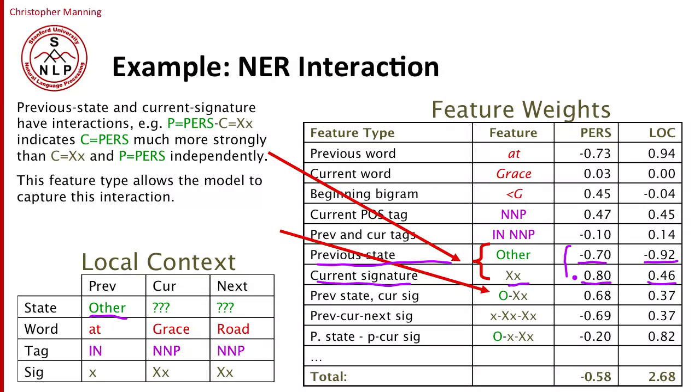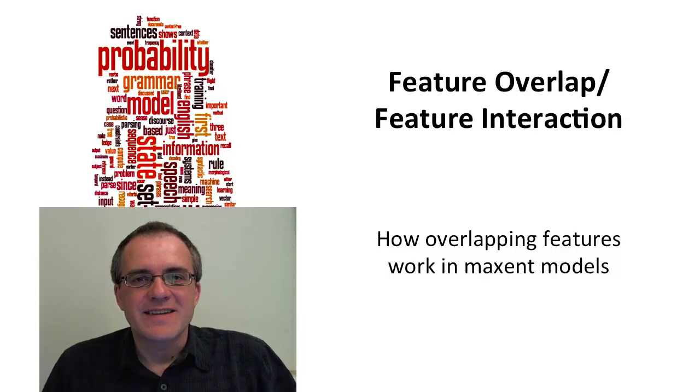But that's just wrong, and so to get the model to work better, what we have to do is put in an interaction term that models the conjunction of the previous state being other and it being a capitalized word. And then when we do that, we find that this interaction term votes quite strongly for the word being either a person or a location. When features overlap, it's actually quite subtle the way the weighting of the features works, but it's something that's important to get a sense of to understand how Maxent models work, and I hope these examples have helped with that.